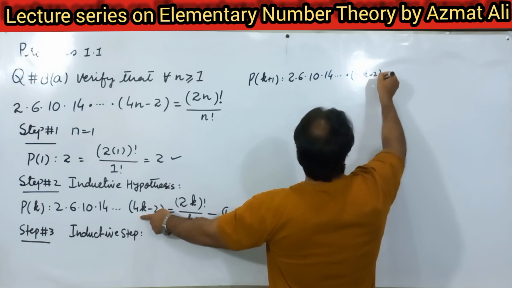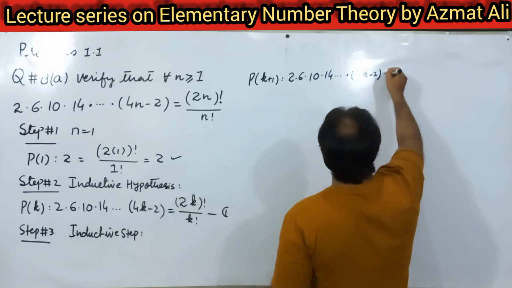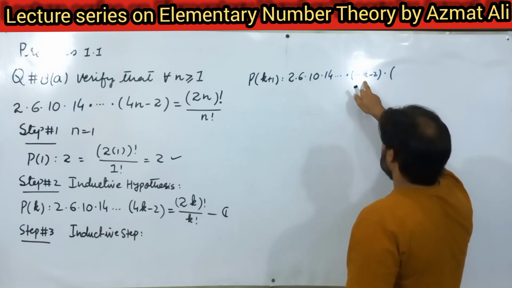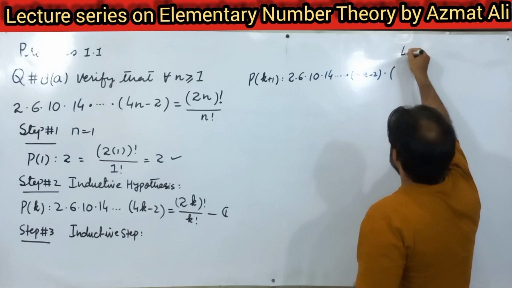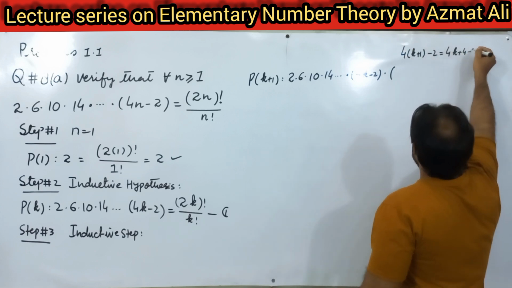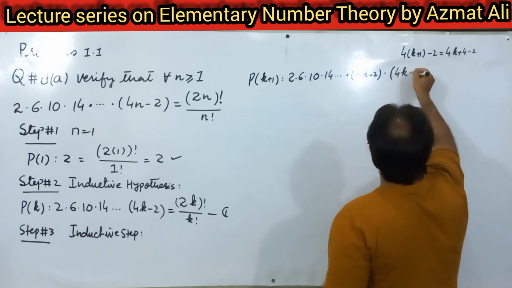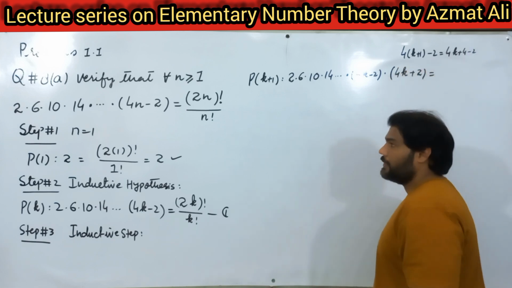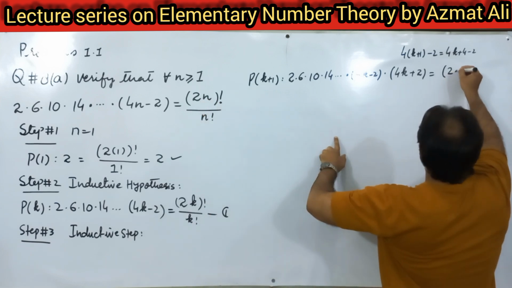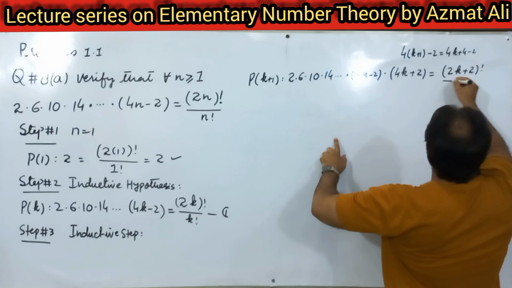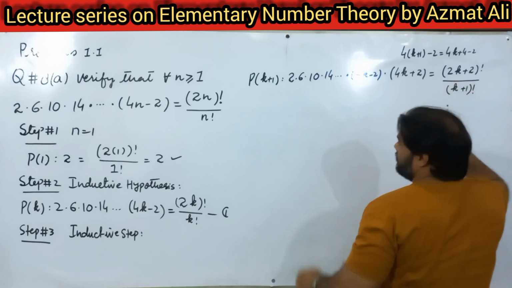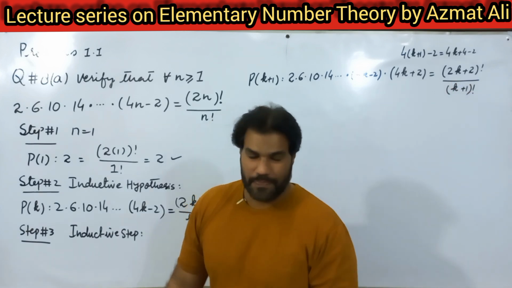4k minus 2. This is the kth number of this product, and what is the k plus 1th term of this product is given by just replacing n is equal to k plus 1 here. We have 4 times k plus 1 minus 2. This is 4k plus 4 minus 2, that is equal to 4k plus 2. This should be equal to, if we replace n is equal to k plus 1 on the right side, this becomes 2k plus 2 factorial over k plus 1 factorial. We will prove this statement is also true for n is equal to k plus 1.